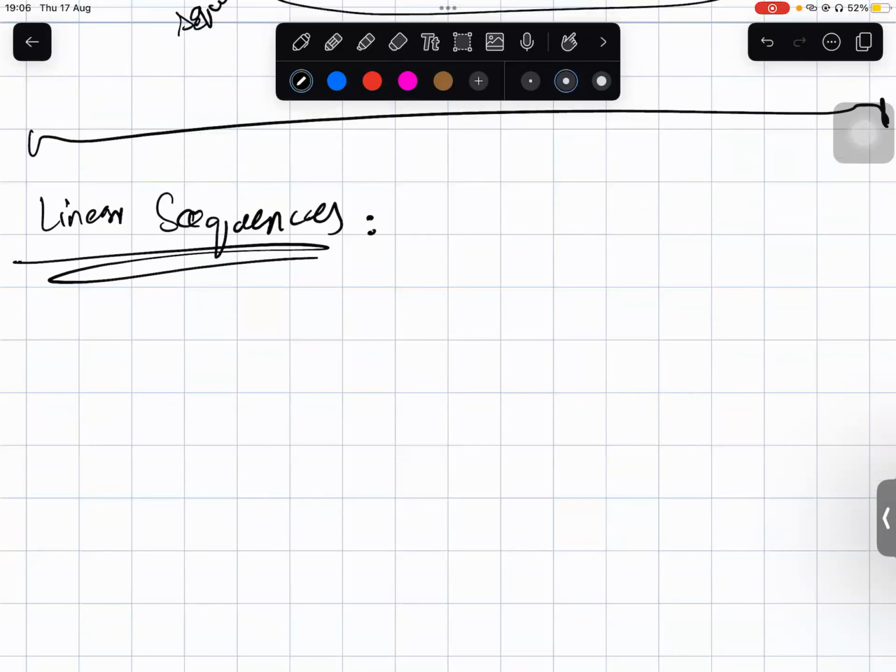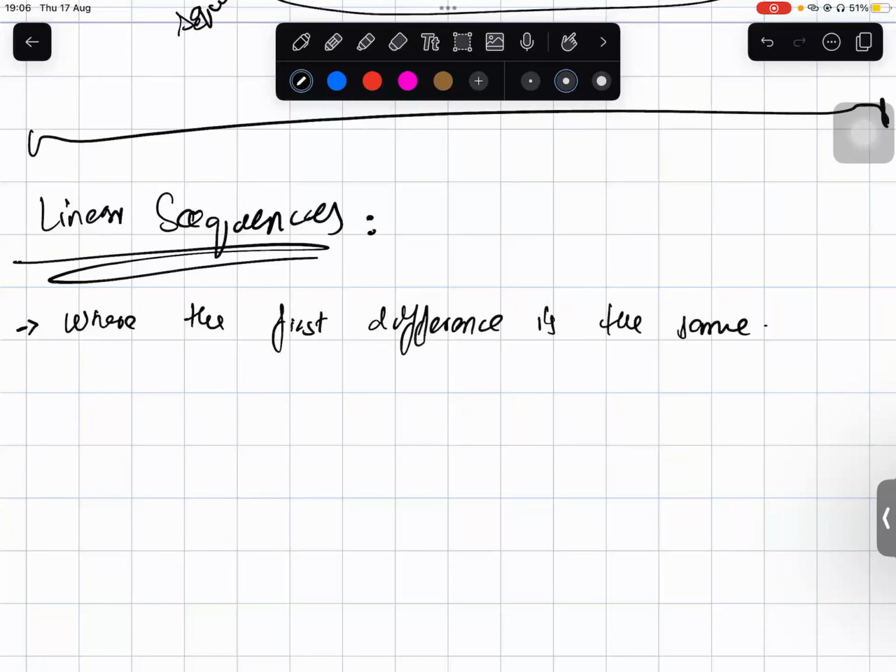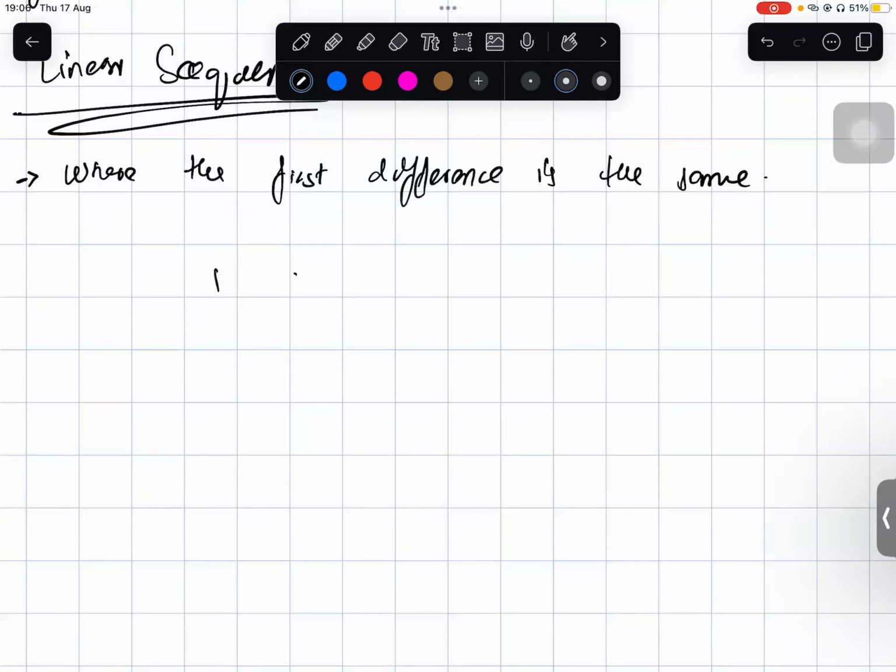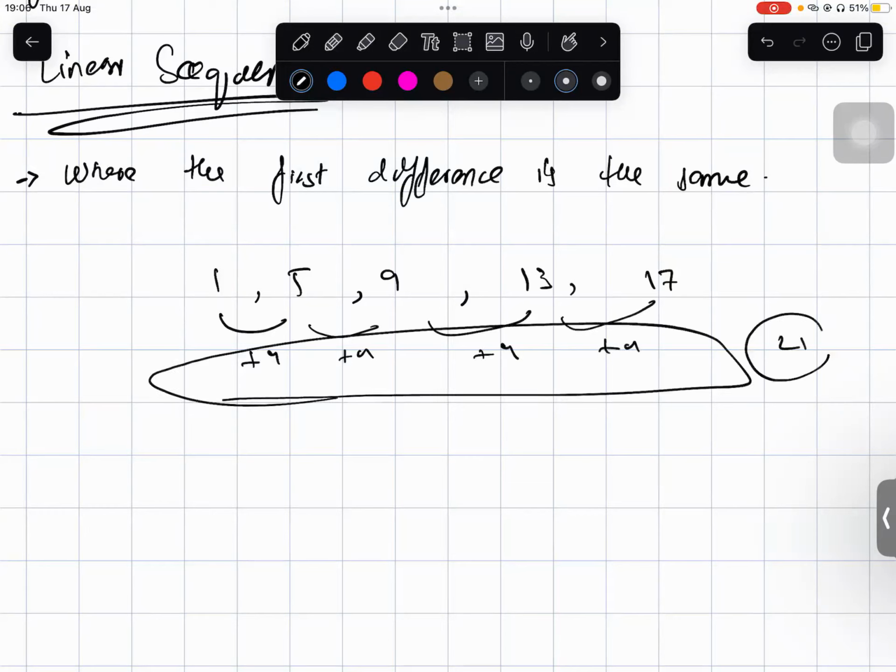So basically, linear sequences are sequences where the first difference is the same. For example, you have a sequence 1, 5, 9, 13, 17. This is +4. This is +4 again, and +4 and +4. So the same difference is on level 1, hence this is a linear sequence.